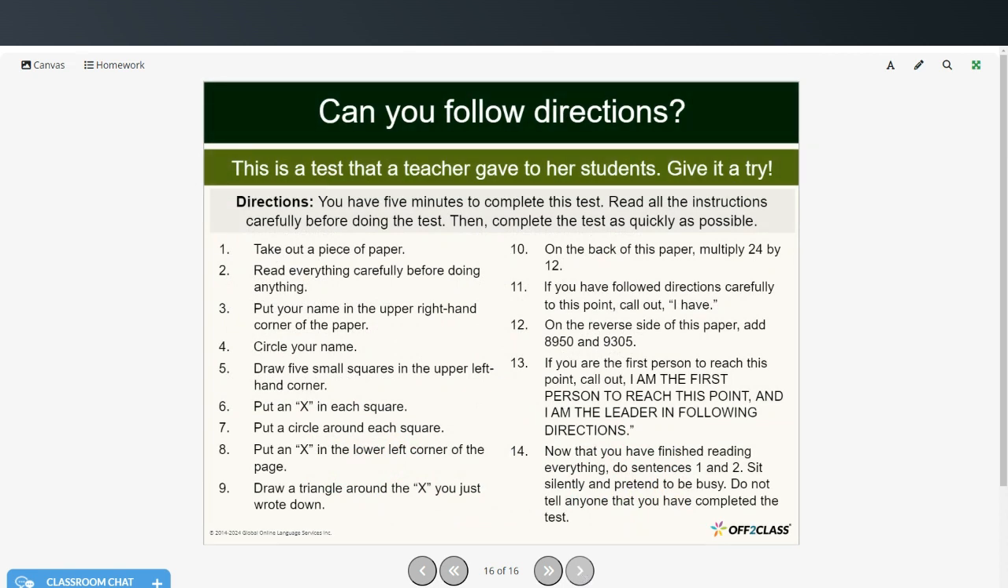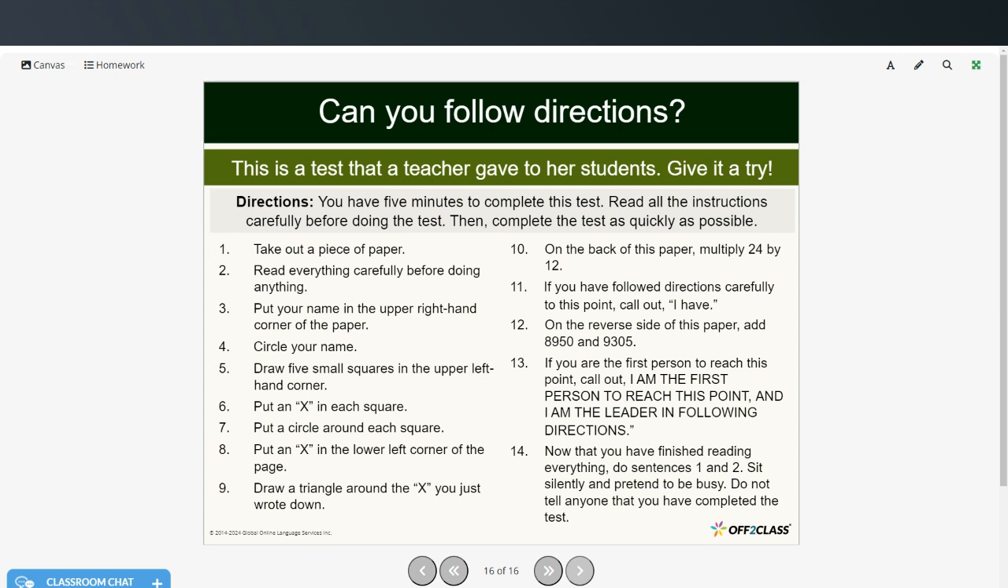Okay, so this is a test that a teacher gave to her students. Give it a try. So it says you have 5 minutes to complete the test. Read all the instructions carefully before doing the test. Then complete the test as quickly as possible. So take out a piece of paper. Read everything carefully before doing anything.